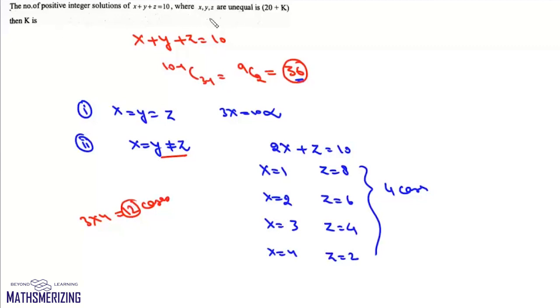So the total number of positive integral solutions will be simply 36 minus 12, which is 24, and it is nothing but 20 plus 4. The value of k here is simply 4, and that is the answer to this question.